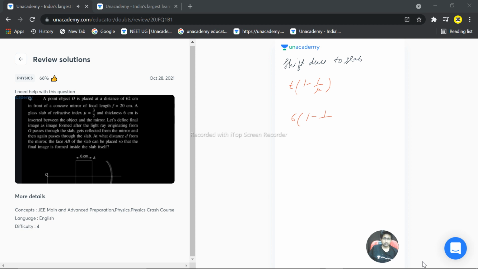1 minus 1 by mu, with mu 3 by 2, is 1 by 3. So that's coming out to be 6 times 1 by 3, that is 2 centimeter is the shift we are getting. Now we have calculated the value of the shift. u is given as minus 62 centimeter, and 62 minus 2, because there is a shift of 2, becomes minus 60 centimeter actually.